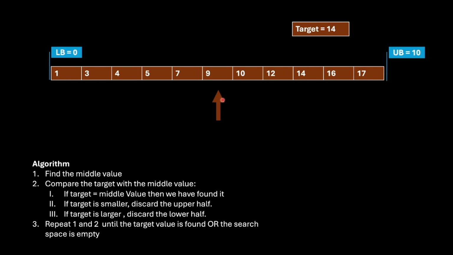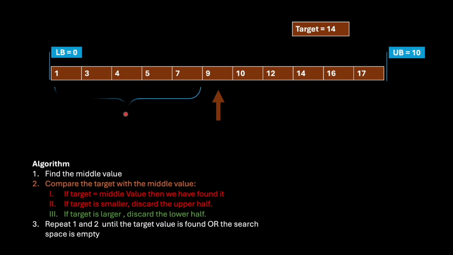Okay, so we have found our middle value. It's 9. What's next? We need to now compare the target with the middle value. So as you can see, our target 14 is larger than 9, our middle value. That means we have to discard the lower half. By discarding the lower half, all I mean is we are no longer going to search for 14 in this lower half region anymore. Why? Because this array is sorted, right? That means that the lower half region will only contain numbers that are smaller than the middle value. So the lower half region will only contain numbers that are smaller than 9.